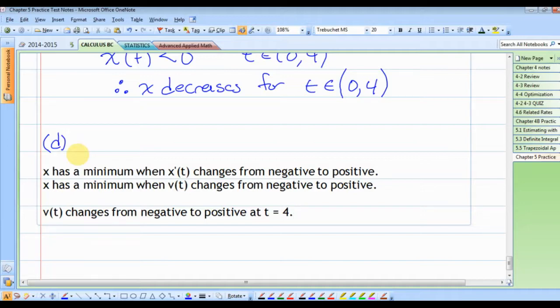Good. What's the x coordinate at 4? What was x of 4? -3. We found it. -3. That was from part A, right? Yeah.